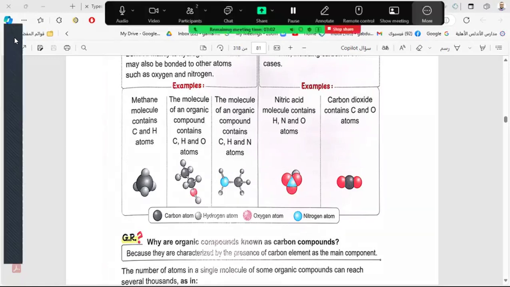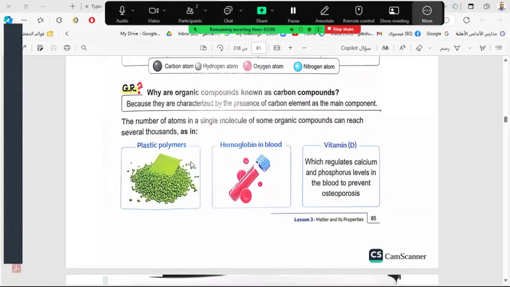As you see, Adam, he told me about some organic compounds that contain a large number, maybe thousands of atoms. Not only 3 or 4 or 5. Maybe thousands. Like plastic polymer, hemoglobin in the blood, and vitamin D, which regulates calcium and phosphorus levels in the blood to prevent osteoporosis. You know the meaning of osteoporosis?